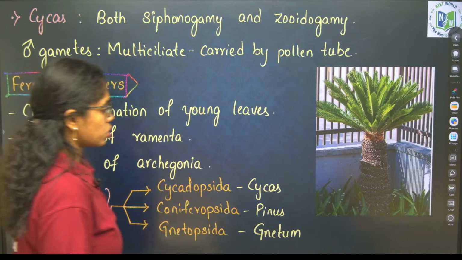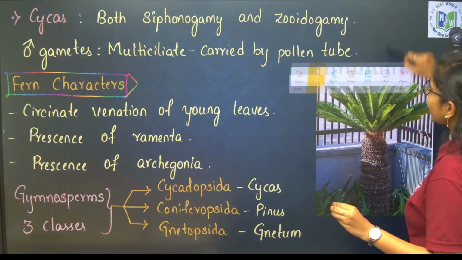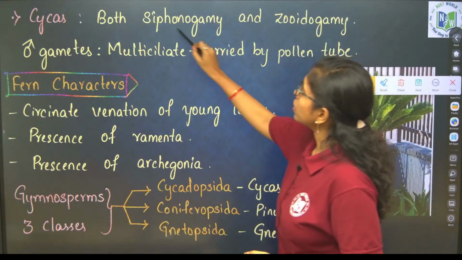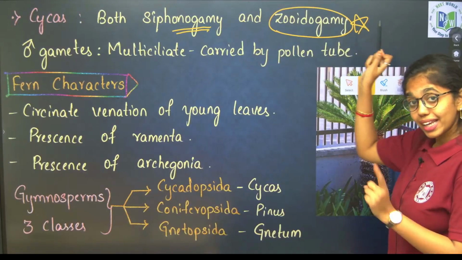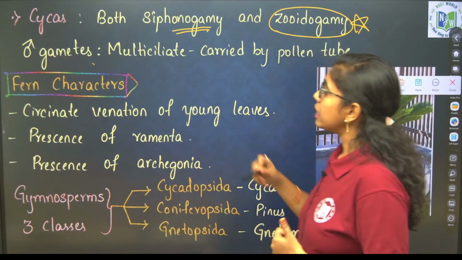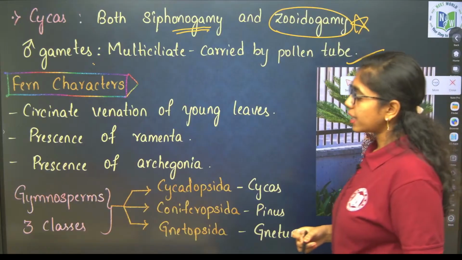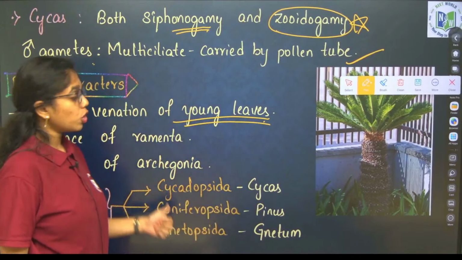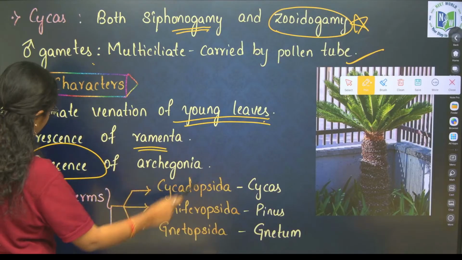Now in cycas, let us look into a few characteristic features of gymnosperms which we can see in pteridophytes as well. So here if you see, cycas will show both siphonogamous oogamy and zooidogamous oogamy also, important for exam students. Male gametes here in cycas are multiciliate and they are carried by what? Pollen tube. Fern-like characters include circinate venation of young leaves. Okay, in gymnosperms circinate venation is seen, presence of ramenta, presence of archegonia.